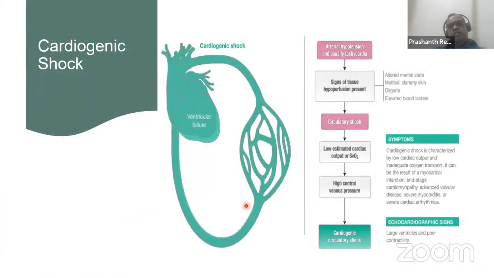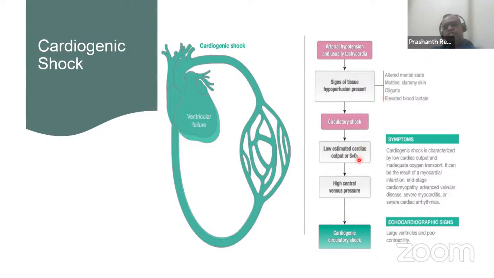Cardiogenic shock, as I said, is usually due to ventricular failure. Whenever there is ventricular failure, there is usually arterial hypotension and tachycardia. These are usually the signs. If you come across a patient in your ER with altered mental function, mottled and clammy cold skin, or oliguria, you suspect some kind of shock. And if you do an ABG, you will always see elevated blood lactate levels in a shock.